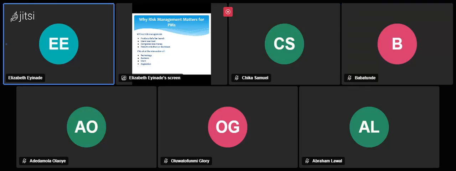All right, thank you. Okay, so that's why it matters for a PM to know how to manage risks, because all of these things are risks. So the three core types of product risks that we have.